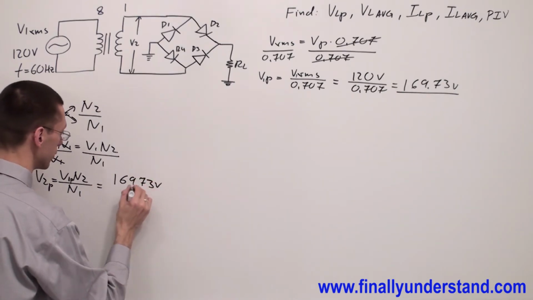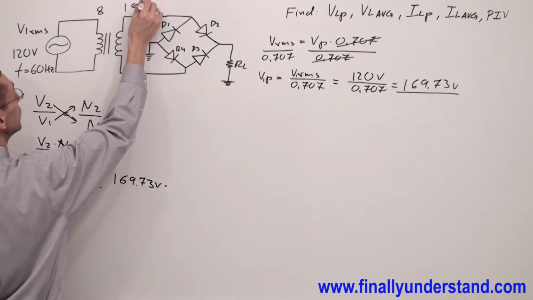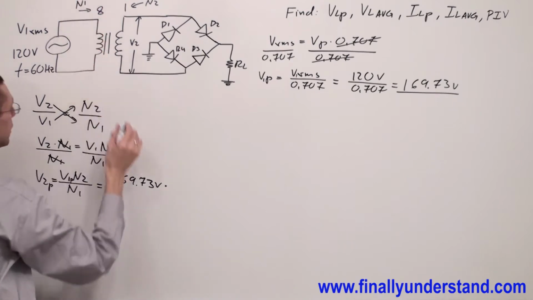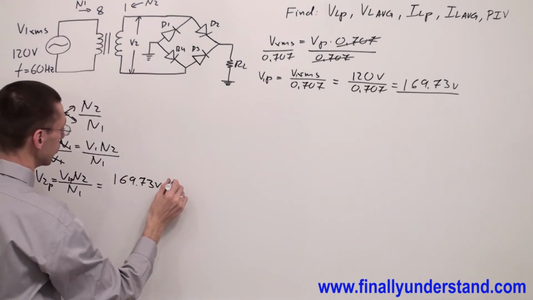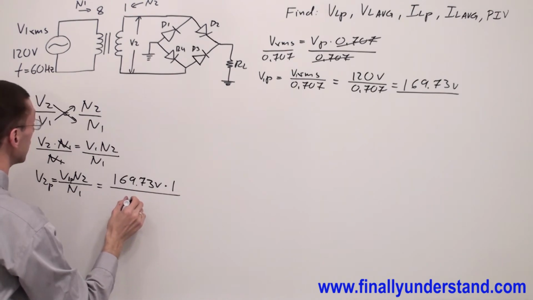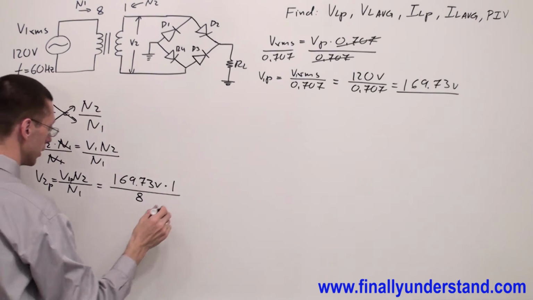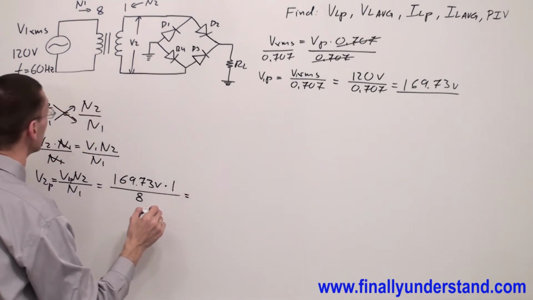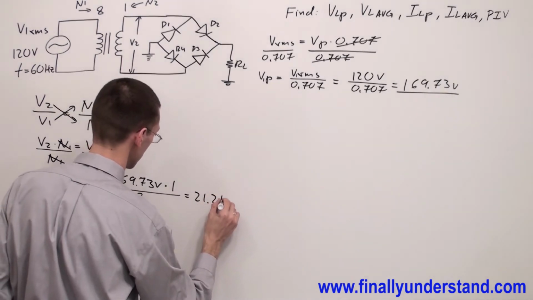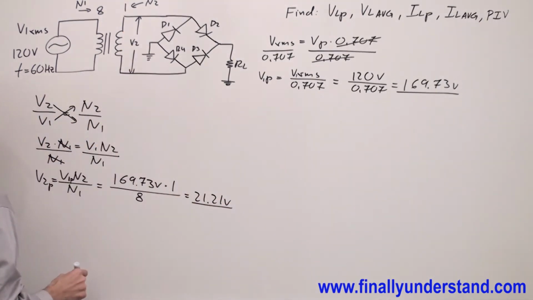169.73 volts times N2. This is my N2. This is my N1. N2 is equal to 1, and N1 is equal to 8. This is going to be equal to V2 peak, 21.21 volts. This is my secondary voltage.